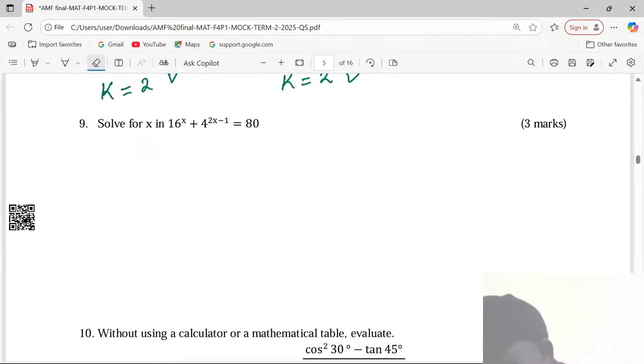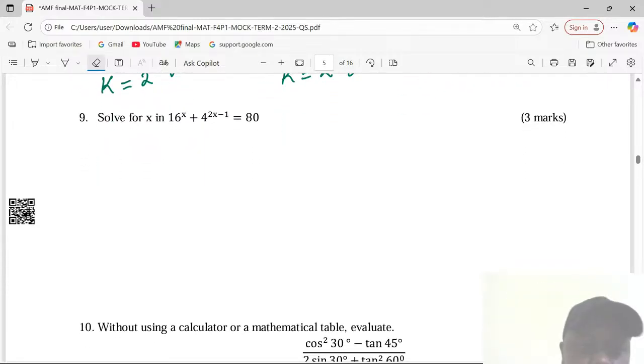Number 9 now. Solve for x in 16 power x plus 4 power 2x minus 1 equals 80.